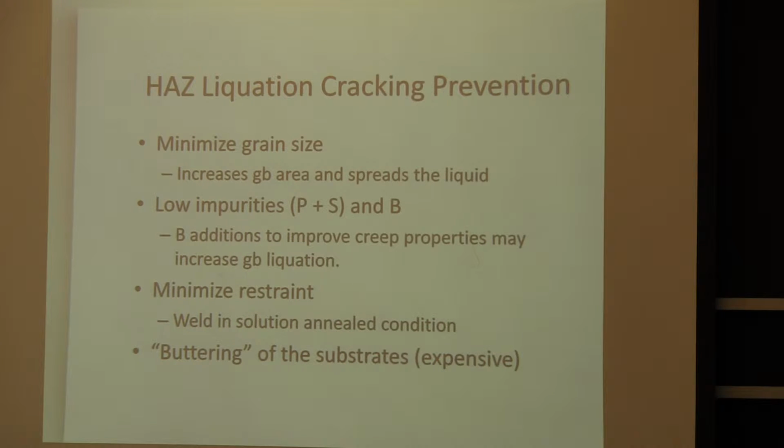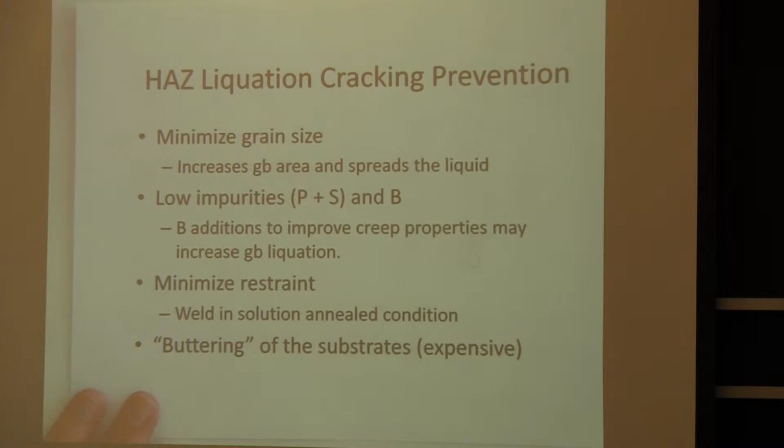You can also make sure you've got low impurities, which will lead to those wetting films. And another thing that you have to balance with your creep properties is a lot of times they use boron additions to improve creep properties. Well, those very boron additions might increase your grain boundary liquation and increase your susceptibility to this type of heat-affected zone cracking.